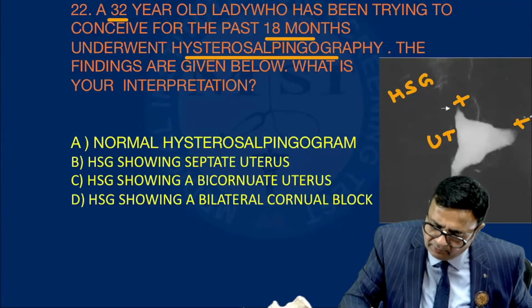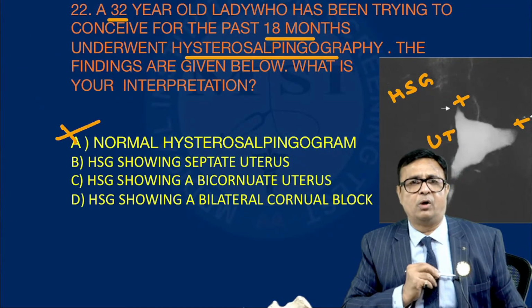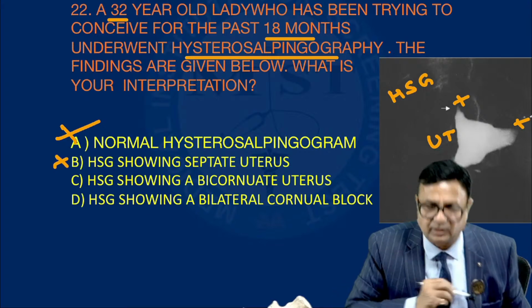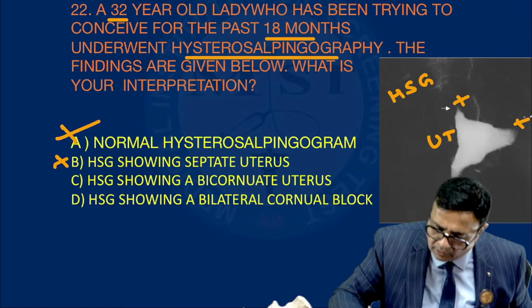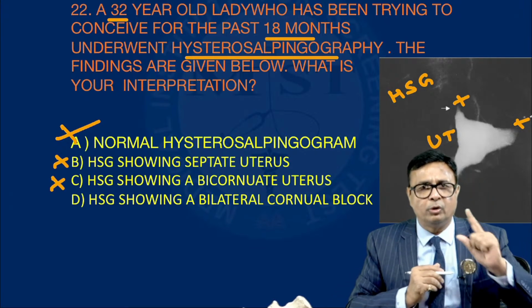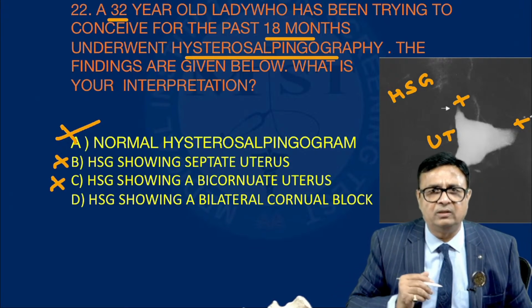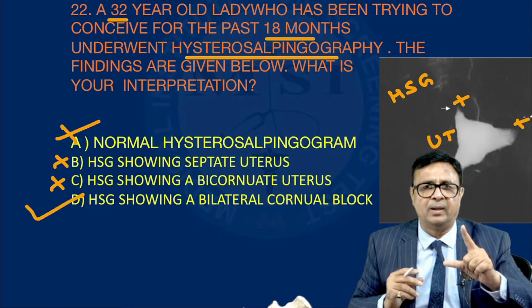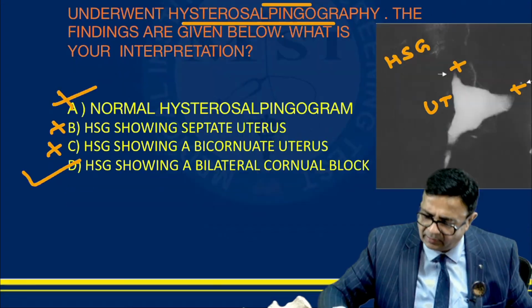Is this a normal hysterosalpingogram? No, this is the wrong answer. HSG showing septate uterus? No, I will show you a septate uterus. HSG showing a bicornuate uterus? No, I will show you a bicornuate uterus. HSG showing a bilateral cornual block? So this is a clear example of HSG showing a bilateral cornual block.